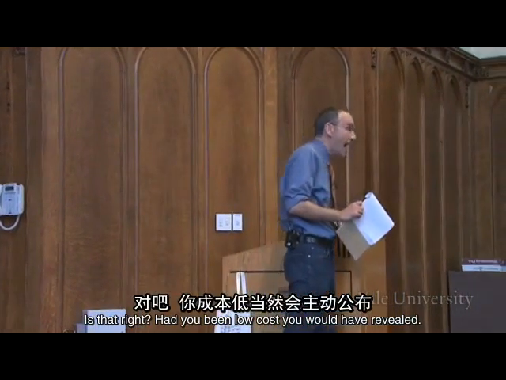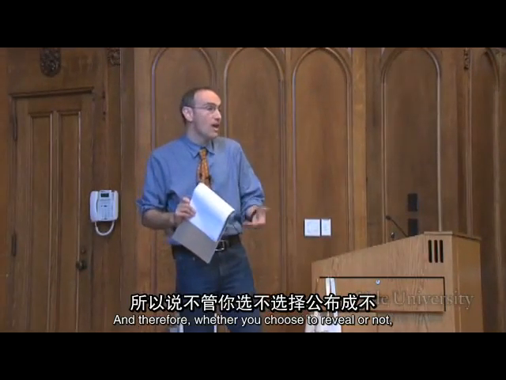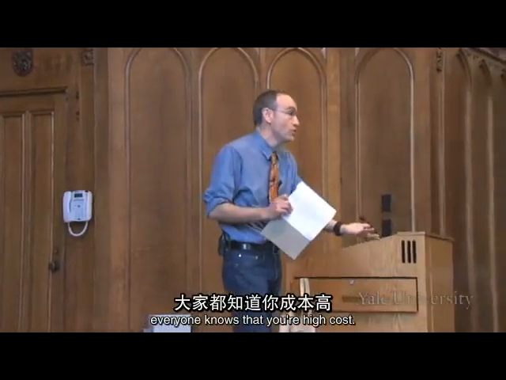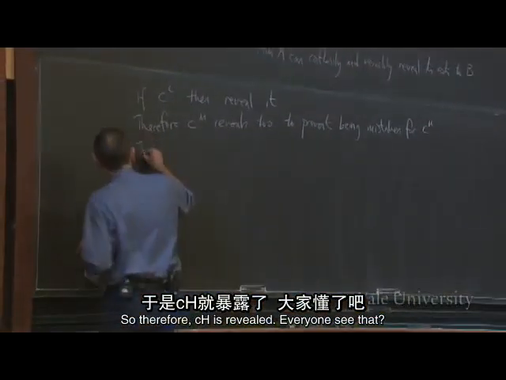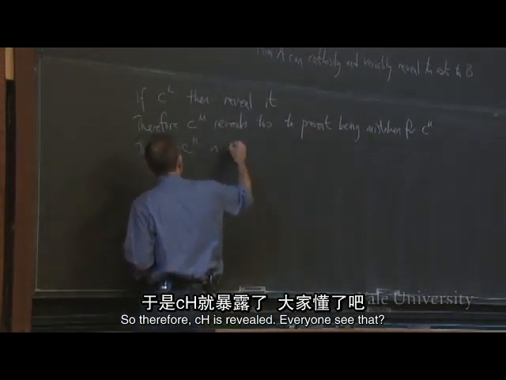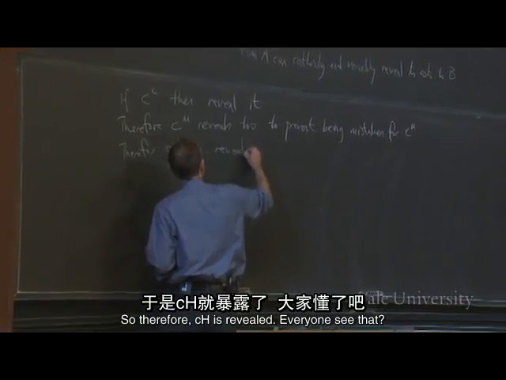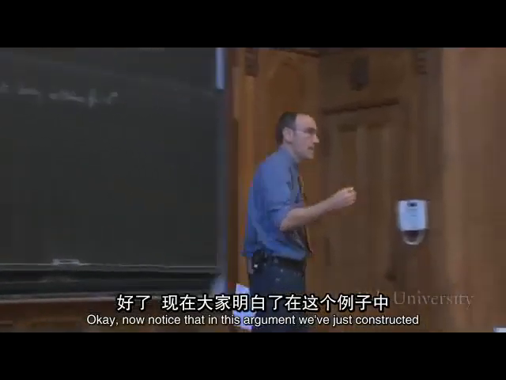Is that right? Had you been low cost, you would have revealed. Had you been middle cost, you would have revealed. And therefore, whether you choose to reveal or not, everyone knows that you're high cost. So therefore, CH is revealed. Everyone see that? All right?